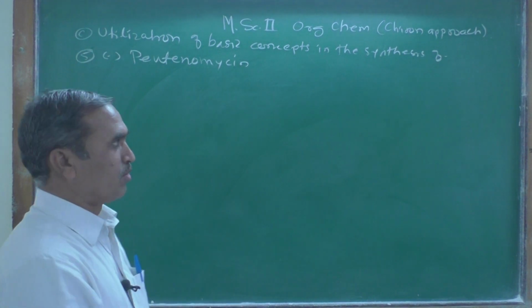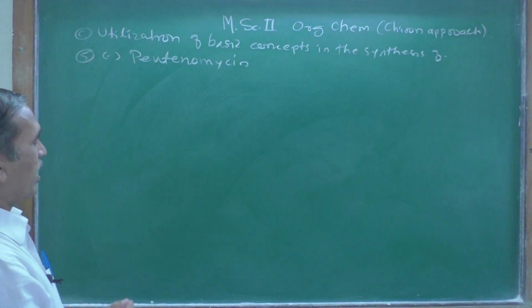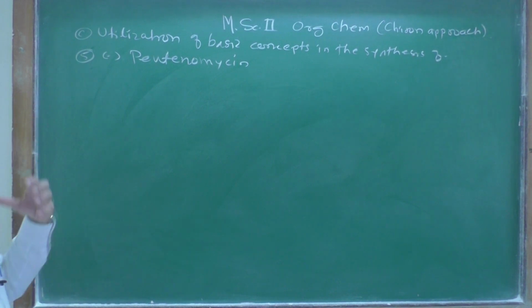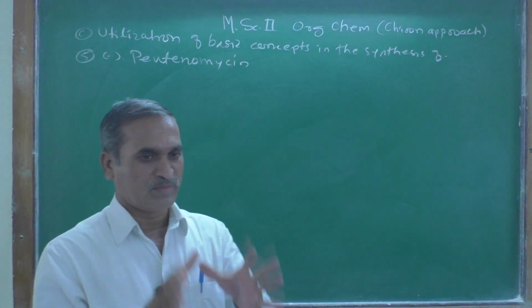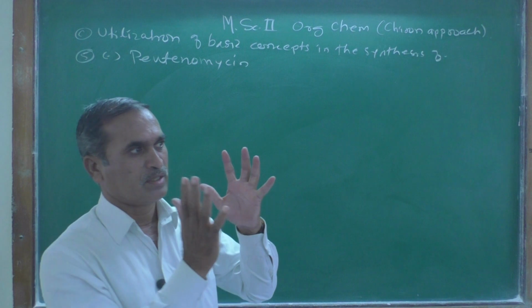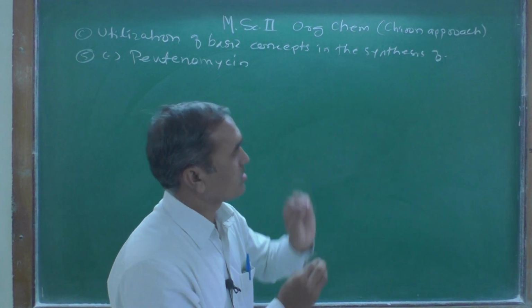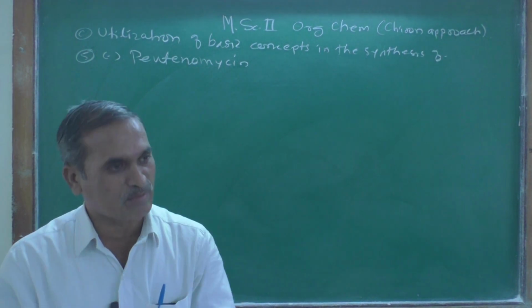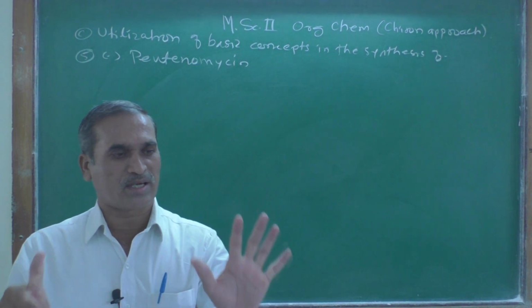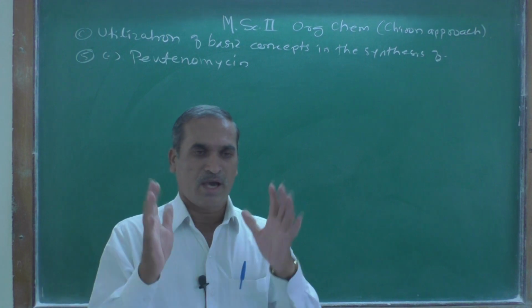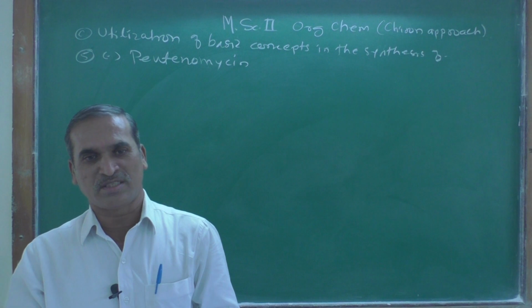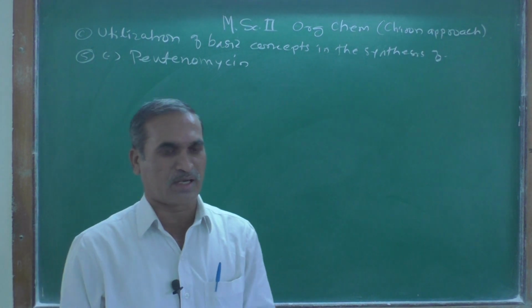Now what we are going to discuss today is minus Pentanomycin. The total compounds we are studying by using the Chiron approach are 6 molecules. Those 6 are the target molecules, and as we know, a target molecule means one whose synthesis has been planned.